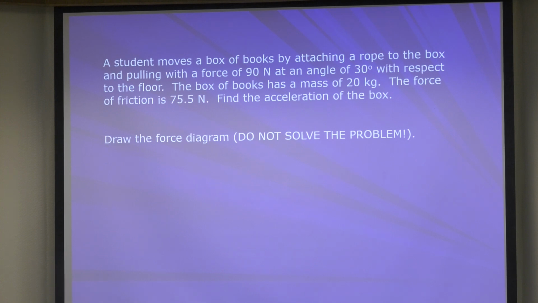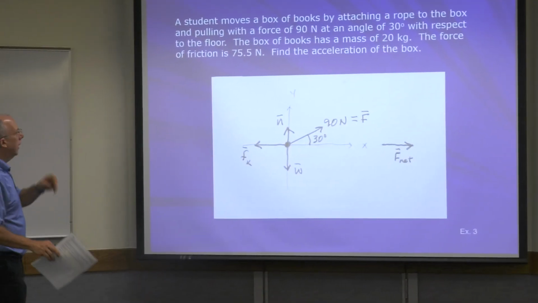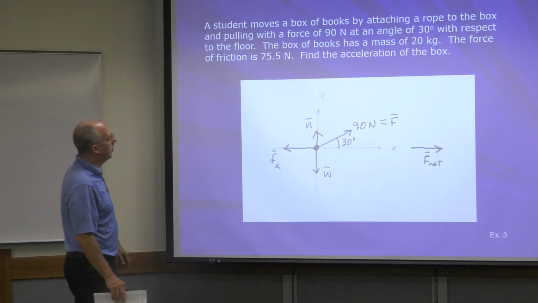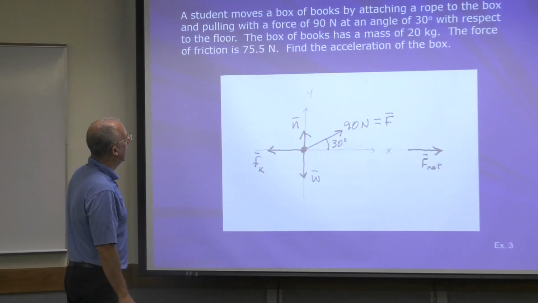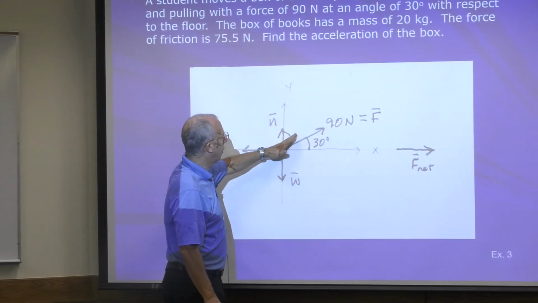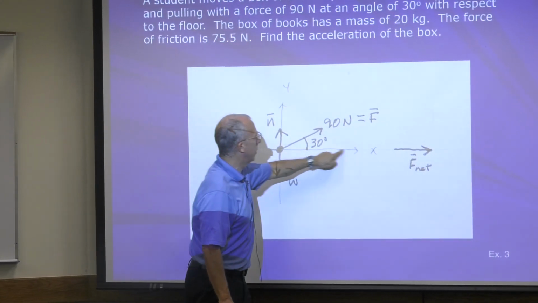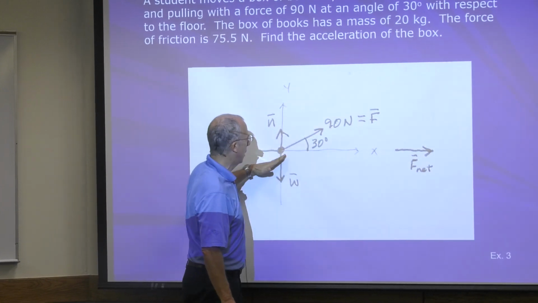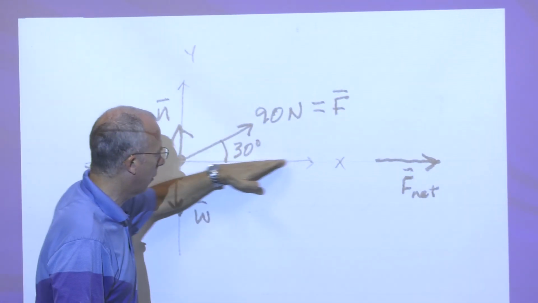And don't cheat. You have to be able to do this. Okay, so we're back. A student moves a box of books, attaching a rope to it, 90 newtons at an angle of 30 degrees with respect to the floor. So there's that 90 Newton force, 30 degrees relative to the floor.